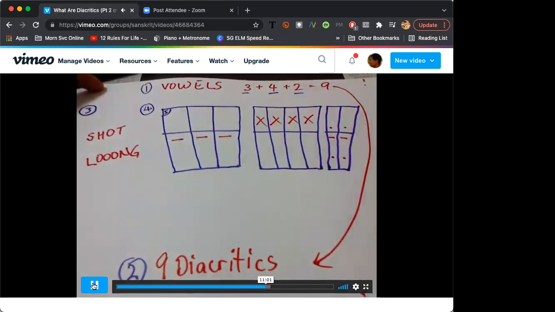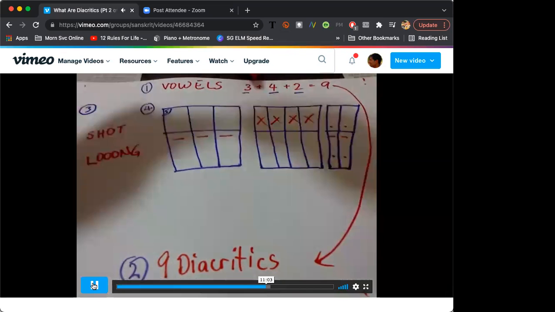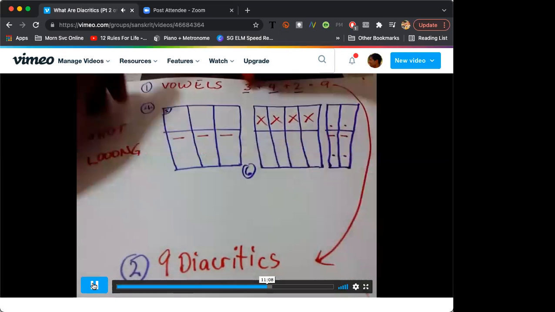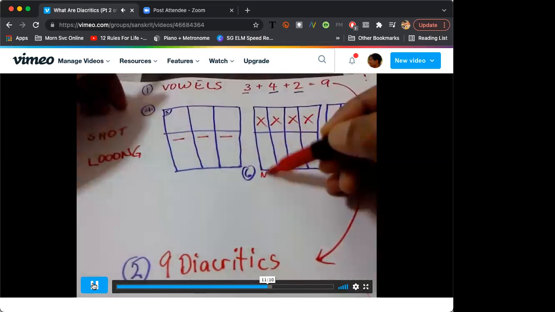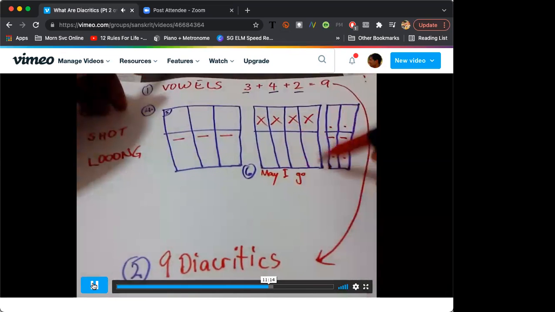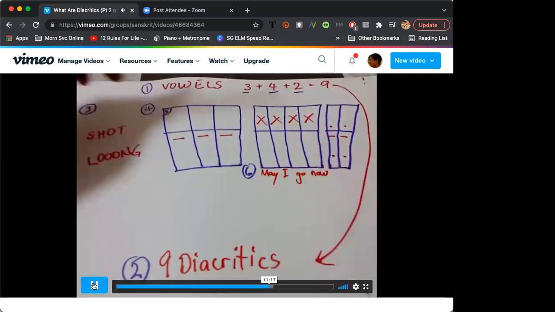Okay, and then there was an additional step, which is step 6, which is a guide, just a guide for the sound for these 4 boxes. First box, may, second box, I, third box, go, and the last box, now. May I go now? Okay, so now we have 2 blank ones.